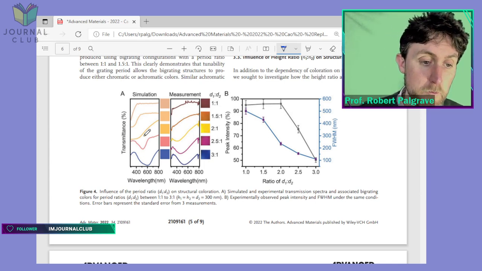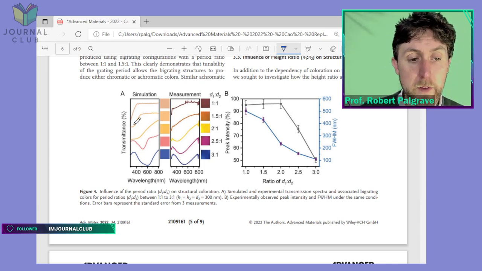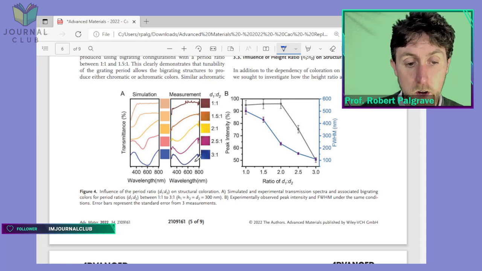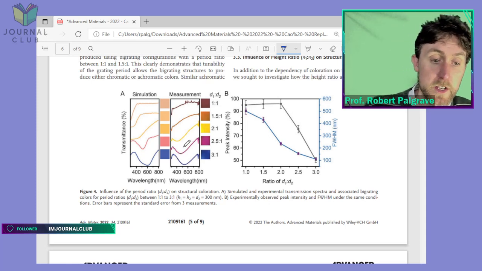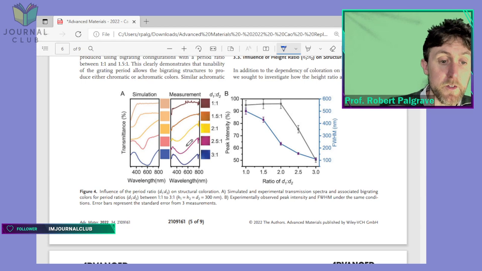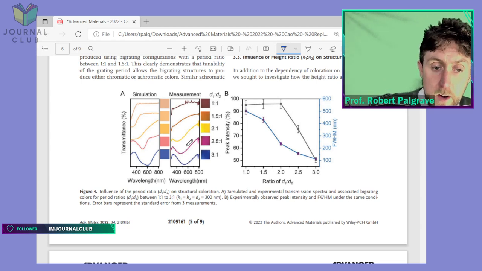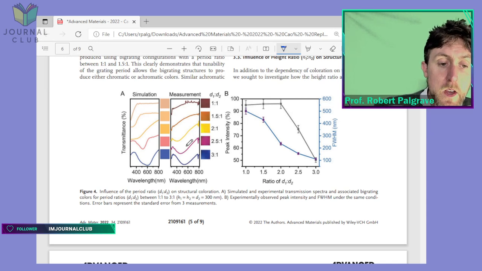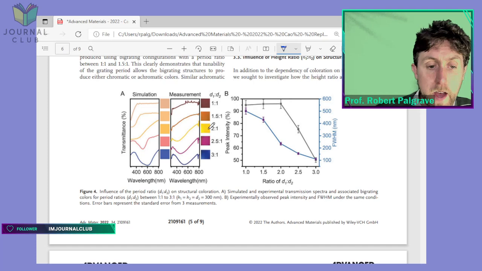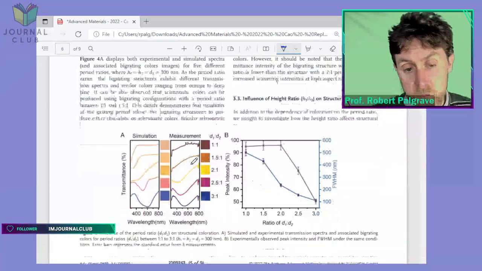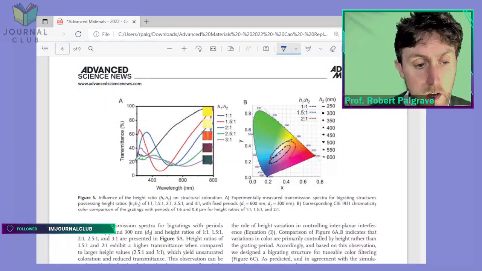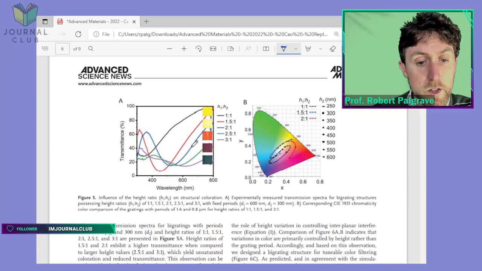And pretty impressively, the simulation is matching up pretty well with the actual experiment, considering they have to fabricate these things using this two-photon lithography process that we talked about. You know, pretty good agreement there with their model. And again, a lot of control over the color that you're getting. So by changing the height, by changing the ratio, you're able to exert a lot of influence over the color.